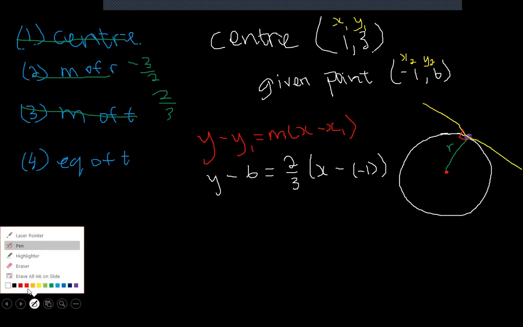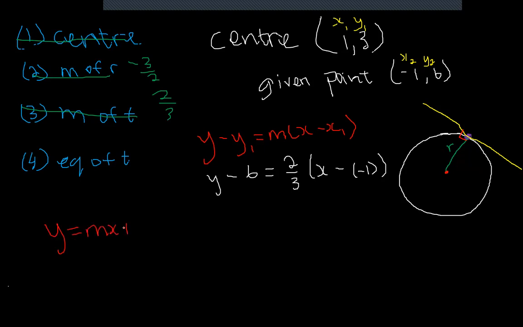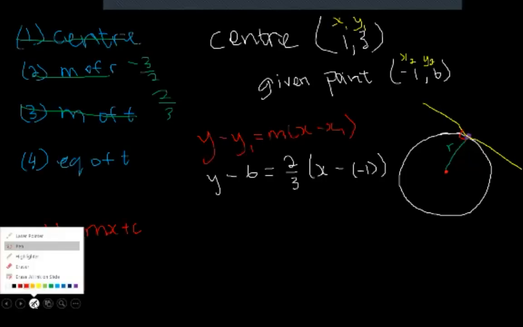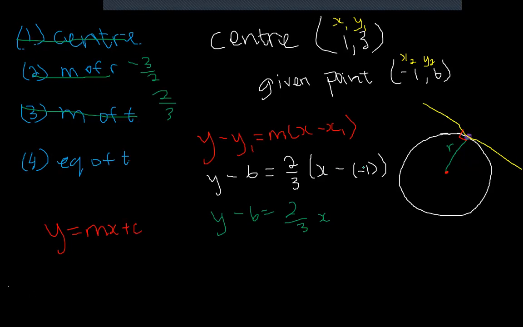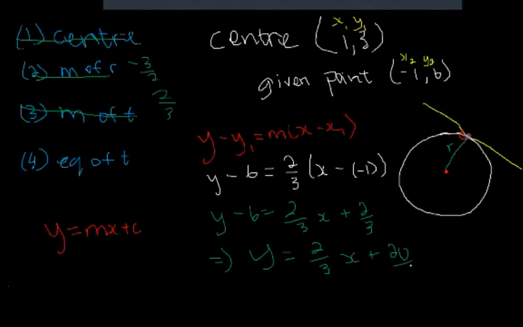Now we need to find the value of y. Why do we need that? Because we need it in the form y equals mx plus c. So y minus 6 is equal to, we could expand these brackets, 2 over 3 x. Minus and a minus is a plus, so this becomes 2 over 3 times plus 1, which is just 2 over 3. This is just transposing. In order to get y by itself, we need to add 6 on both sides. So we get y equals, this is the final answer, 2 over 3 x plus 20 over 3.